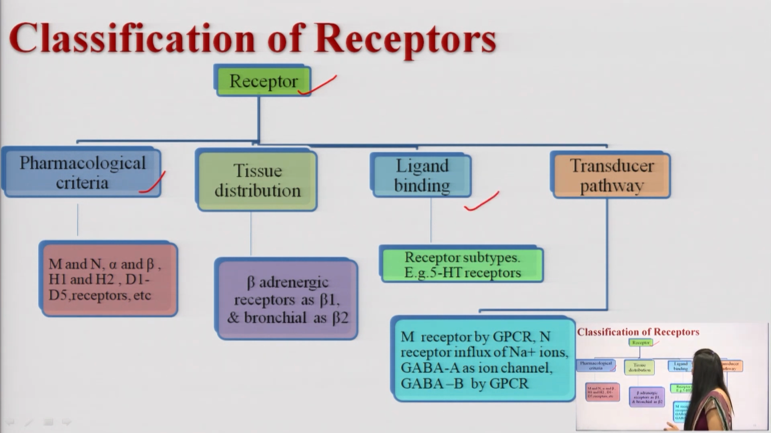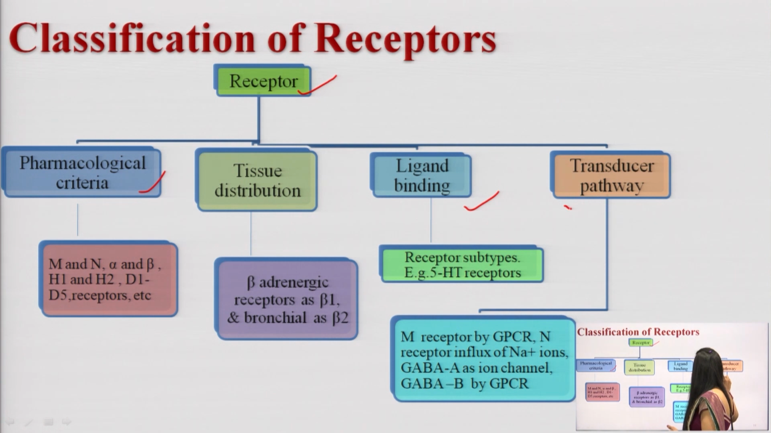Third one is ligand binding. When the ligand binds to a particular receptor, according to that also the receptors have been classified. For example, the serotonin receptor is a large family of receptors which has been classified into 5HT1 to 5HT7, and it has further subtypes of these serotonin receptors.